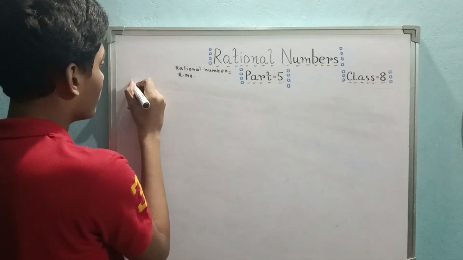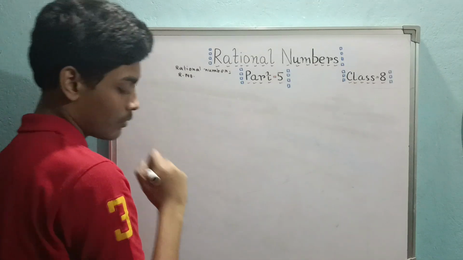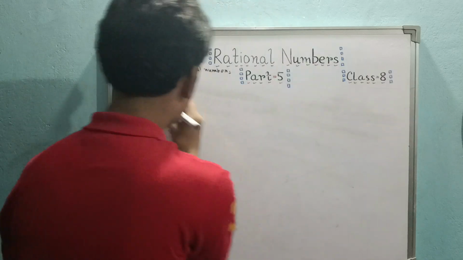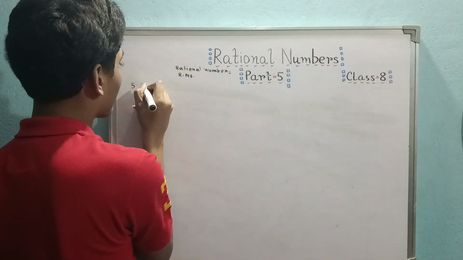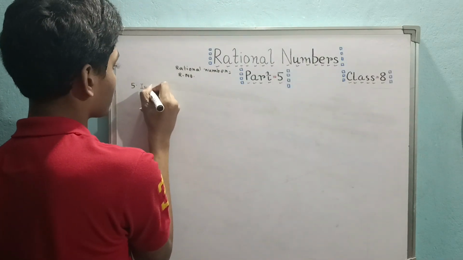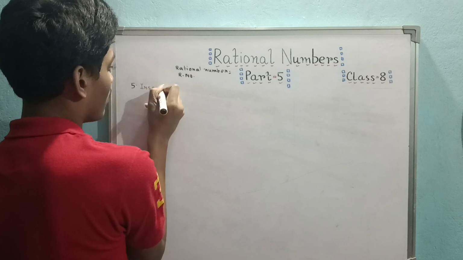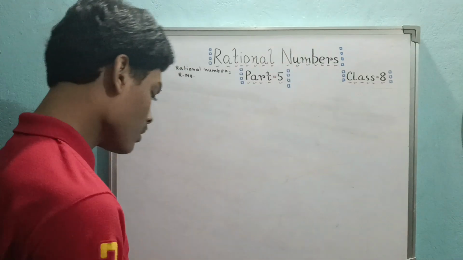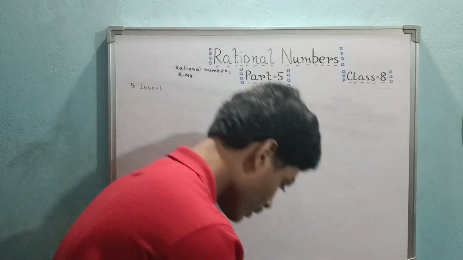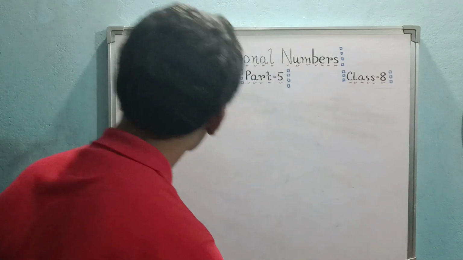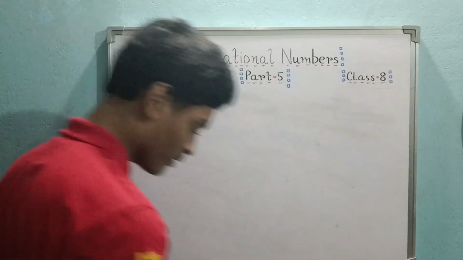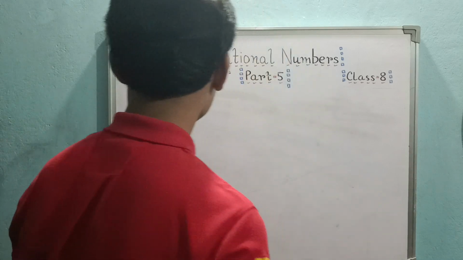5 sums, but they were good. Now see this. Insert. This pen is horrible. Any other pen I can use to complete my video? Let me just see. This pen might help me.